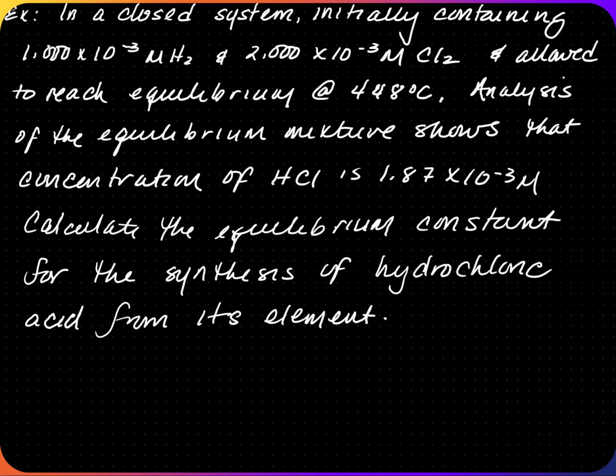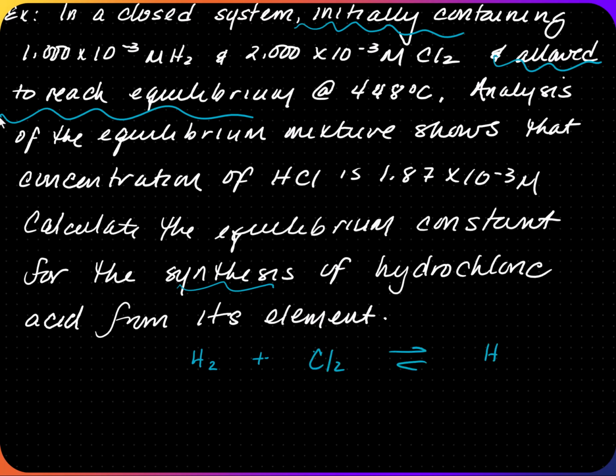So we know we have to write an ICE table. Clue words are initially, containing, and allowed to reach equilibrium. So we're going to start this problem by writing a balanced equation. It told you it's a synthesis equation from the elements, so it's going to be H2 plus Cl2 yields HCl. Next we need to balance, so it's 2HCl.